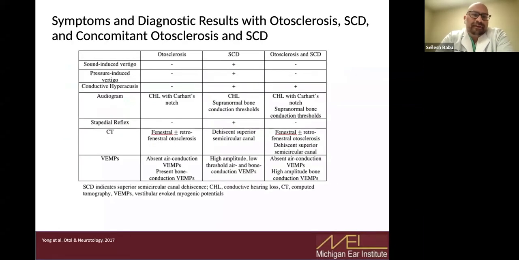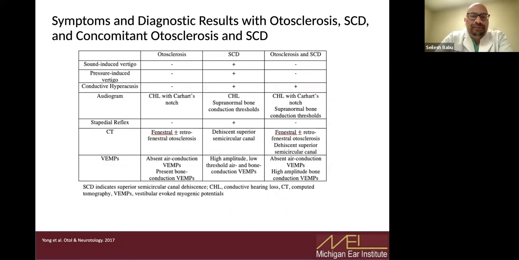So there has been data on this, and they've shown that in patients with otosclerosis versus superior canal dehiscence versus both, there are certain characteristics that you can look for. And of course, sound-induced or pressure-induced vertigo should not occur in otosclerosis. They don't seem to have hyperacusis associated with it. They will show a classic conductive hearing loss with a Carhart's notch. CT scan won't show any abnormalities of the inner ear, and potentially you'll see some changes around the footplate.